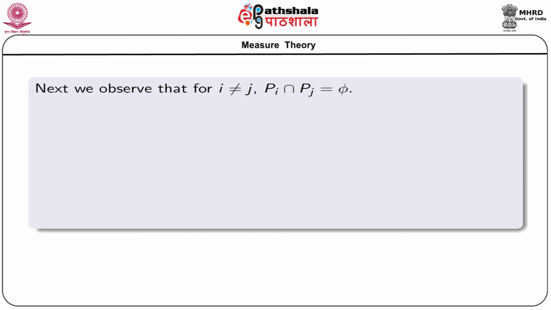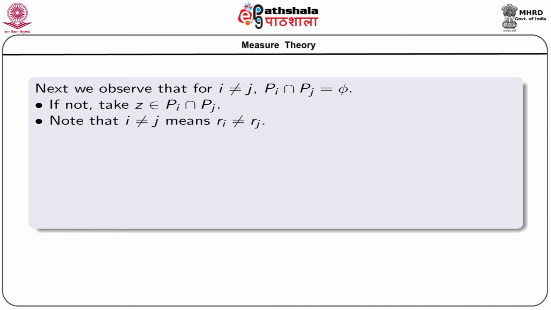Next, we prove our second assertion that for i not equal to j, P_i and P_j are disjoint. If not, then take a point z belonging to P_i intersection P_j. Now, see that when we say that i is not equal to j, evidently r_i is not equal to r_j, that is, r_i and r_j are two distinct rational numbers in [0, 1).